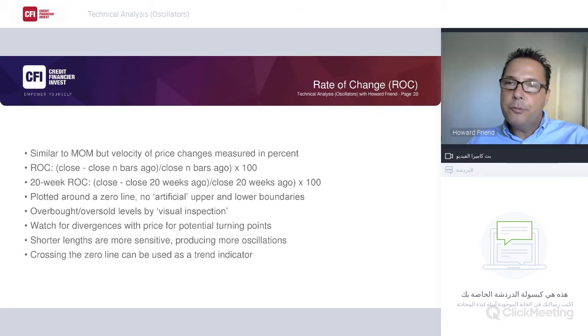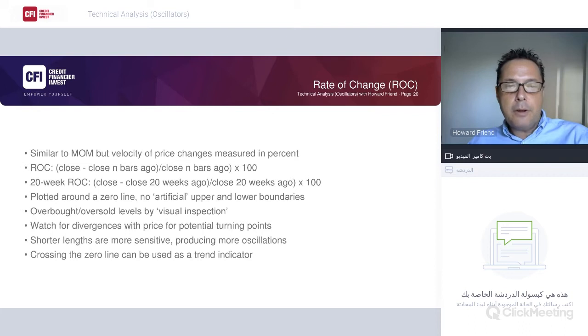So the rate of change is simply the close minus the close n bars ago, divided by the close n bars ago, multiplied by 100. So we're looking for basically a percentage movement. Where are we in relation to the price n bars ago on a percentage basis? So a 20-week rate of change will simply be the close minus the close 20 weeks ago, divided by the close 20 weeks ago, multiplied by 100.